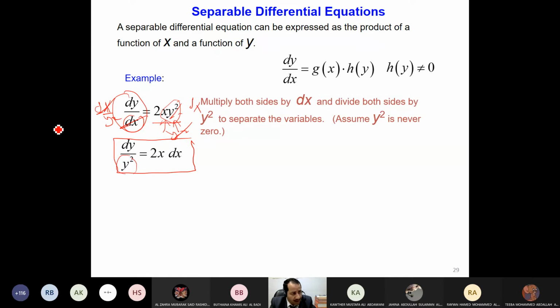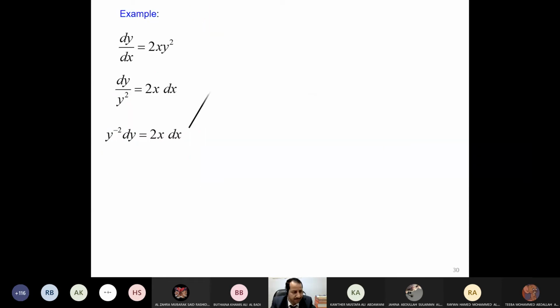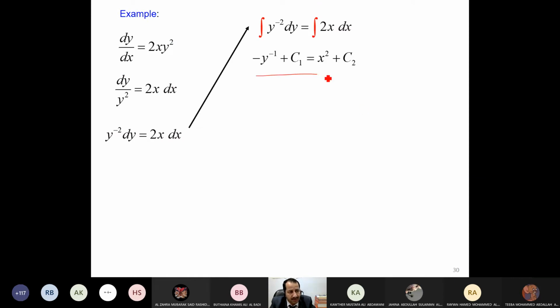Now you can see y on one side, x on the other side. Now I can integrate here and here. As you can see, definitely I need to take this y squared over there. It will be y to the power minus 2. Now put integration here and here. Now integration of x with respect to x will be x to the power 2 over 2. And this one will be y to the power minus 2 plus 1 over minus 2 plus 1. So this is what I got.